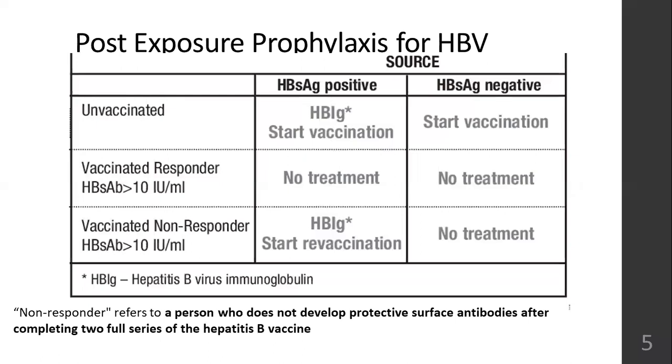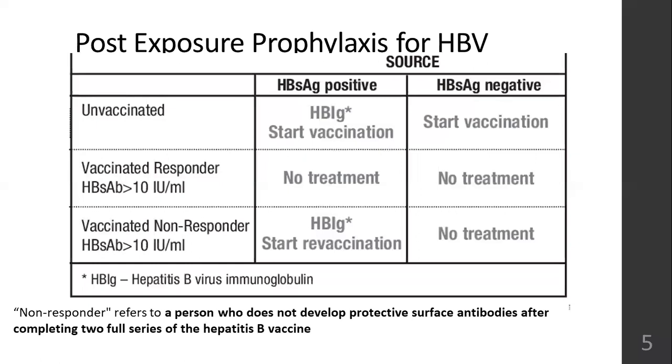Vaccinated non-responder. Non-responder means even after vaccination, your body is not responding to the vaccination. You got the vaccination a few years back or recently, and your serum analysis was done, and it is seen that your hepatitis B antibodies in your blood serum are less than 10 international units per ml. Very few hepatitis B antibodies in your blood. So if you are positive, immediately start the revaccination. If you are negative, no need for vaccination, because most probably you will be wasting the vaccine. Only if you are positive and a non-responder, get the vaccination.